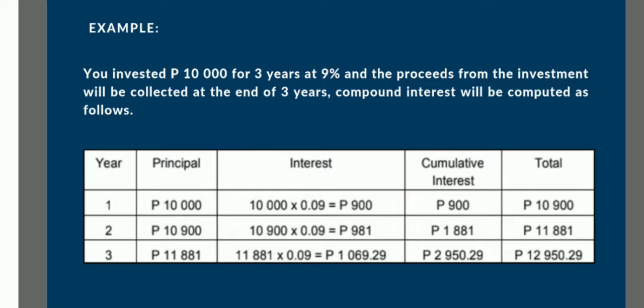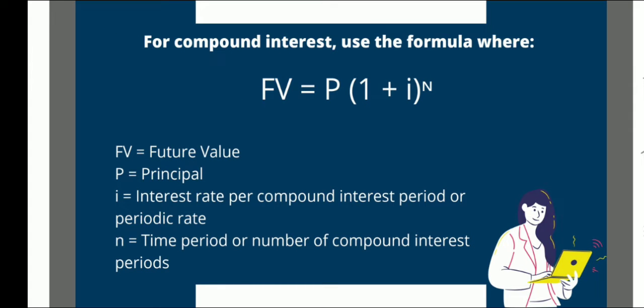In year 2, the principal increases. The total that was used as the principal of the second year was the total of the first year. Same exact procedure until the third year, in which the total will be 12,950.29 pesos.